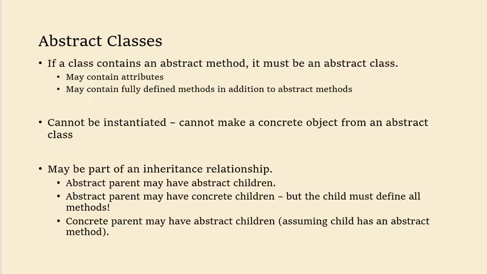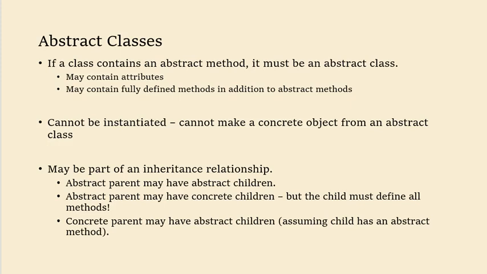All right, so if a class contains an abstract method, it has to be an abstract class. It may contain attributes. It may also contain fully defined methods in addition to the abstract methods. Technically speaking, all of the methods could be fully defined, but then there's really no reason to have an abstract class. Cannot be instantiated. You cannot make an object from that class. It may be part of an inheritance relationship, and basically there's no real restriction on that.